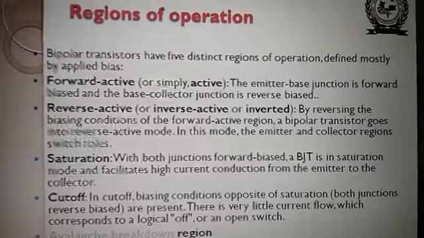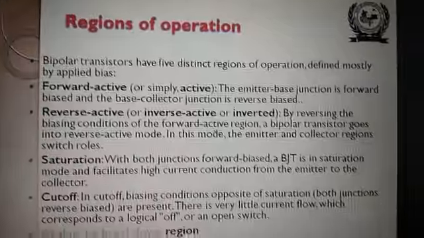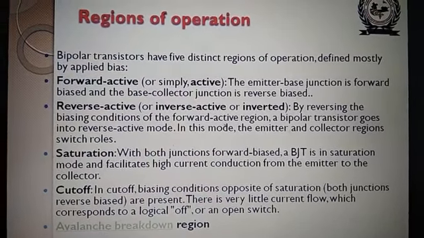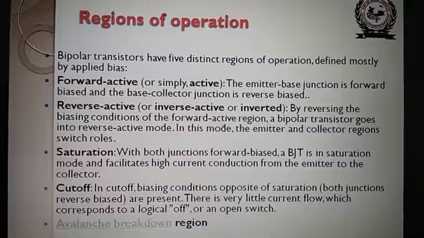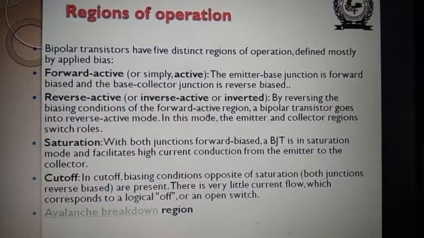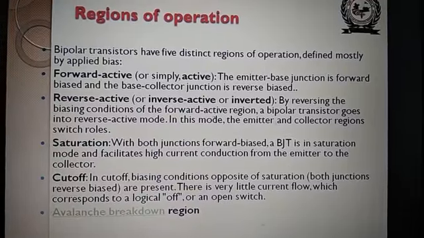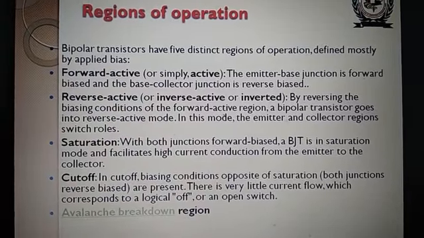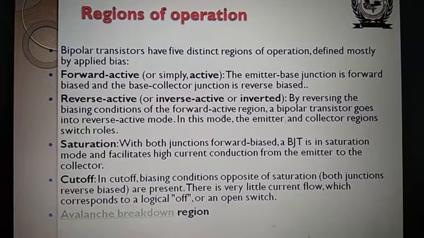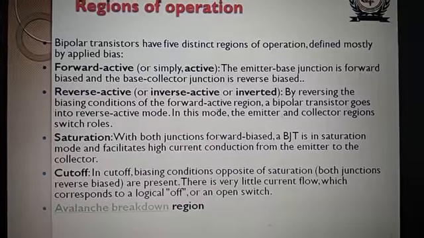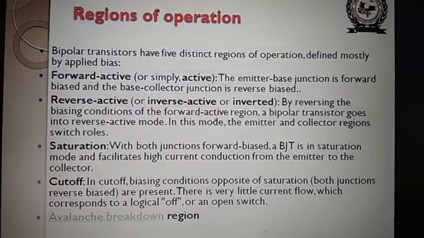One is the forward active, or simply active region of the transistor. There are basically three regions: active region, saturation region, and cutoff region. These are the three basic regions of operation. We can add two more regions: the reverse active, or inverse active region, and the avalanche breakdown region. So what is the active region?